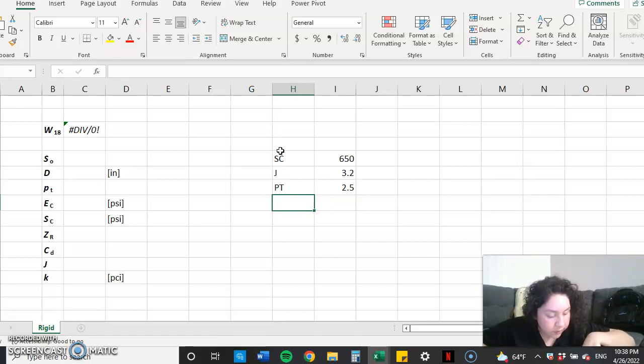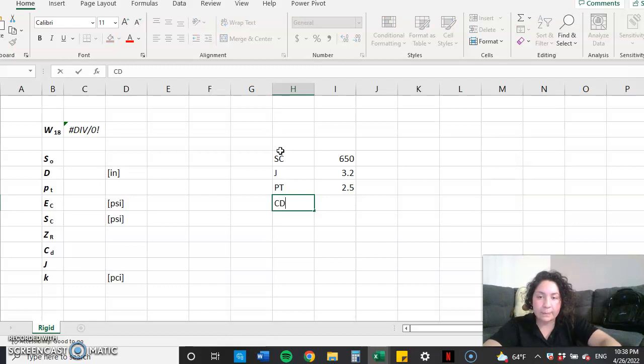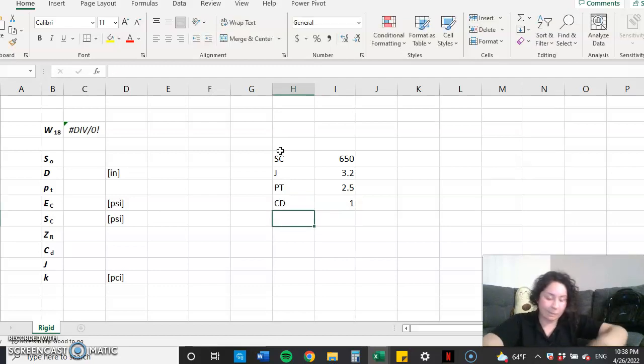PT of 2.5. Poor drainage with 5% of time near saturation. I go to my table 12.20. Poor, 5%. I'm going to pick one from the range available. It's 1.29, so I just pick one.